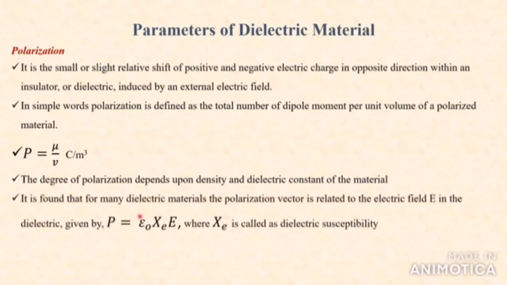It is found that for many dielectric materials, the polarization vector is proportional to the electric field E in the dielectric, given by P is equal to epsilon naught chi E into E, where chi E is called the dielectric susceptibility of the electric field. Epsilon naught is the permittivity of free space, and E is the applied electric field. The polarization P is equal to epsilon naught chi E into E.